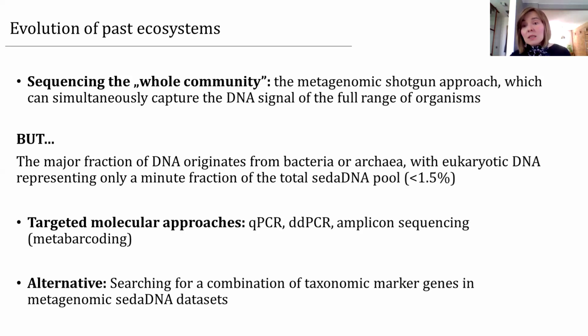But if you are interested in eukaryotes or even a specific group of eukaryotes, like animals or terrestrial plants or algae or any other group, they make up only a very, very tiny fraction of the DNA record. So it will be very complicated to obtain a good record of this specific group. So in this case, it's better to use targeted molecular approaches or a combination of the sequencing of the whole community and targeting the specific group.